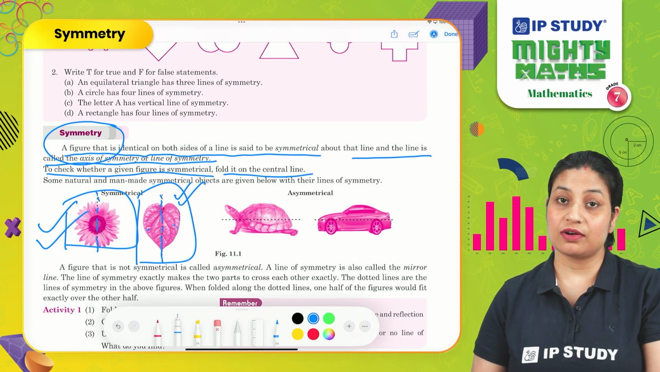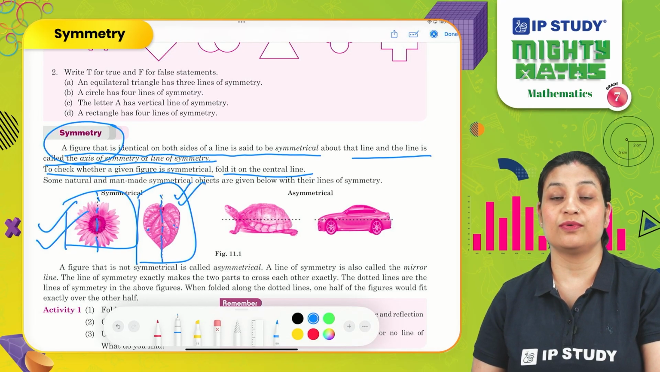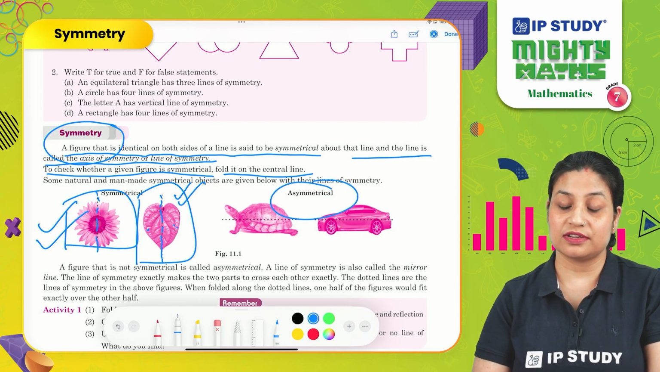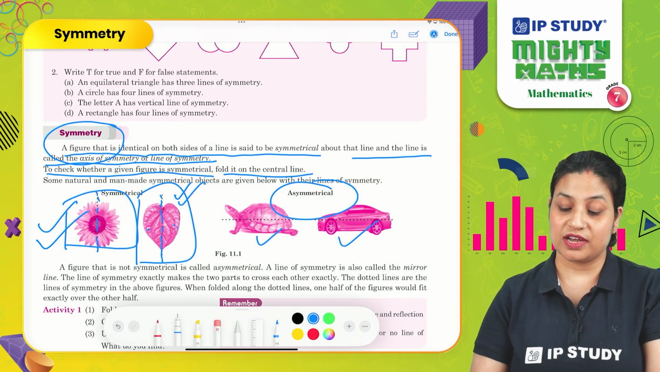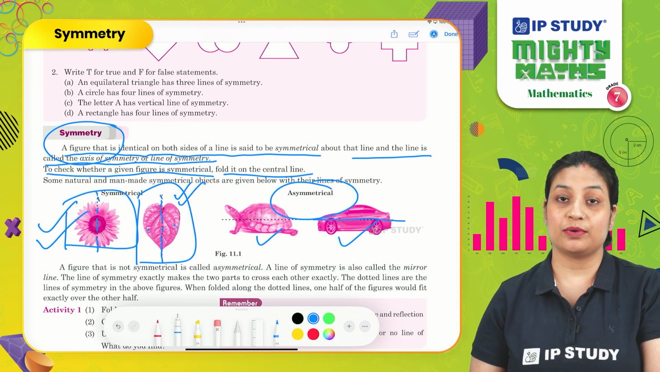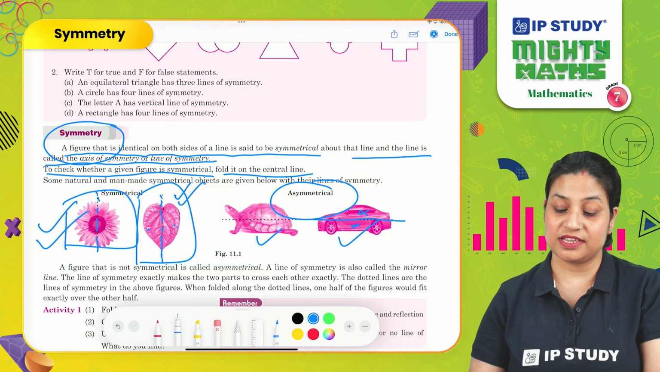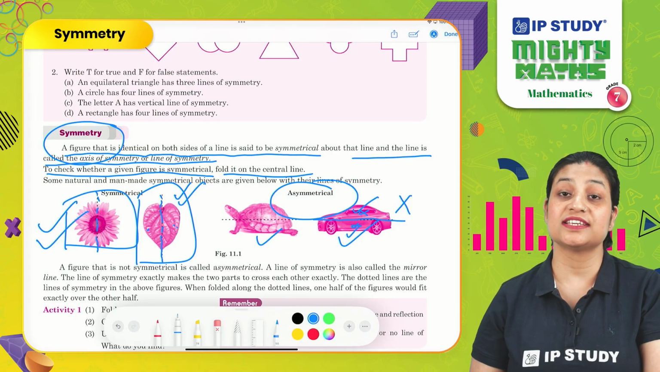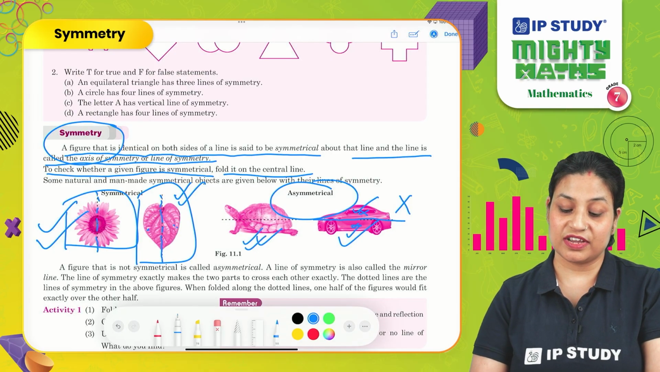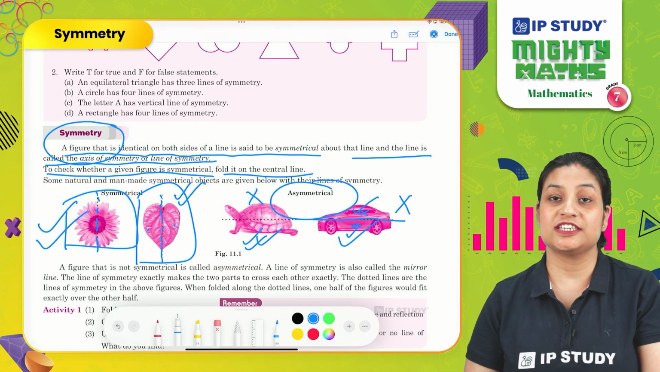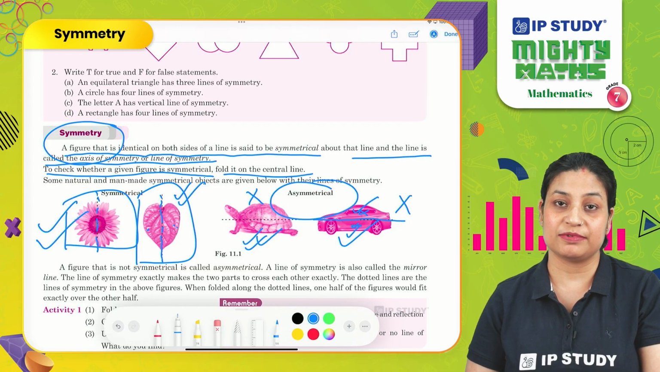Now, there are certain objects that don't look alike. They don't look the same. In that case, we call these types of objects asymmetrical. Here two examples are given: one is a tortoise and another one is a car. If I draw this dotted line as a line of symmetry, I cannot see any identical part. It means the first part is not identical to the second one. So this is not symmetrical, this is asymmetrical. Similarly, this figure is also asymmetrical. I hope you have understood the meaning of symmetry and the difference between symmetrical and asymmetrical shapes.